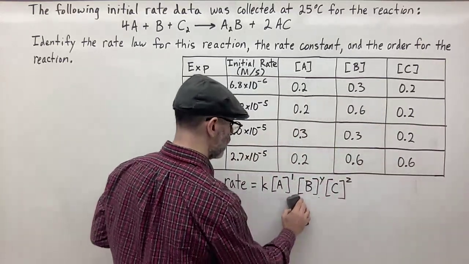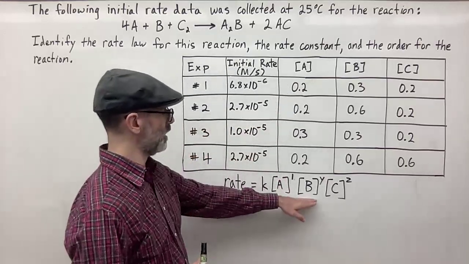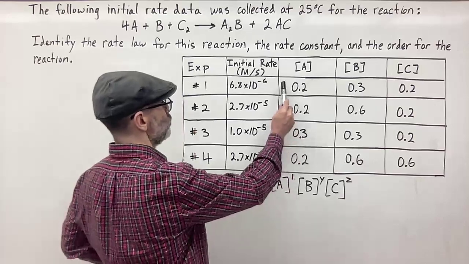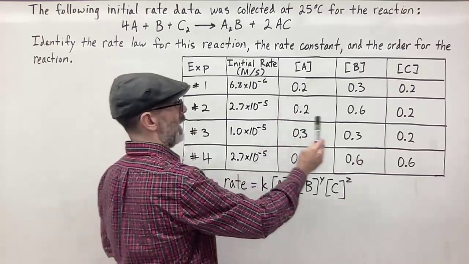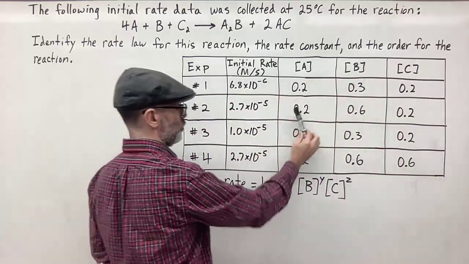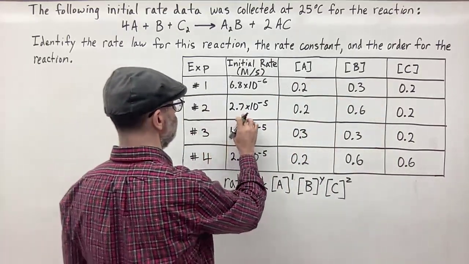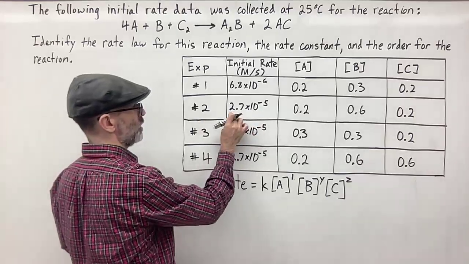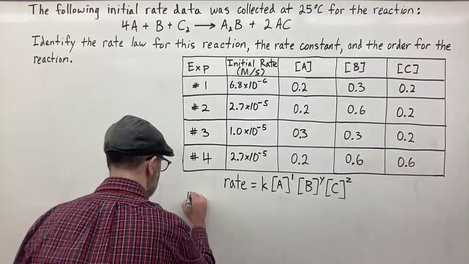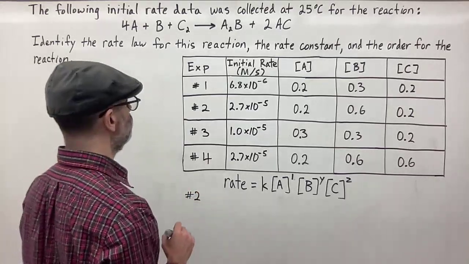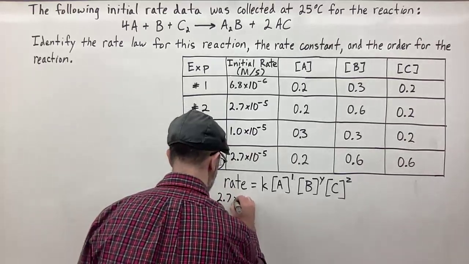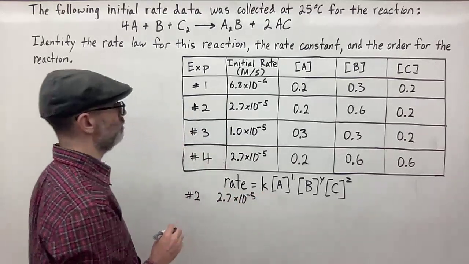Okay, so now we pick 2 experiments in which B changes, but A and C are the same. Between 1 and 2, A is the same, and C is the same, but B changes. So now we're going to look at 1 and 2. The rate of experiment 2 is 2.7 times 10 to the negative 5.